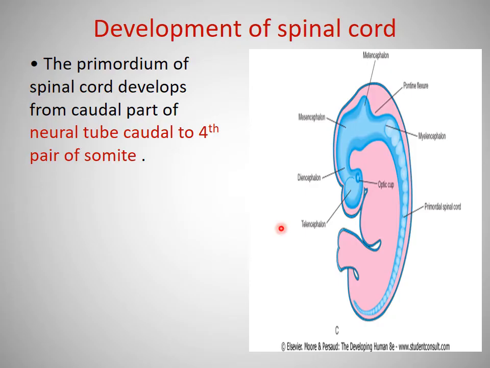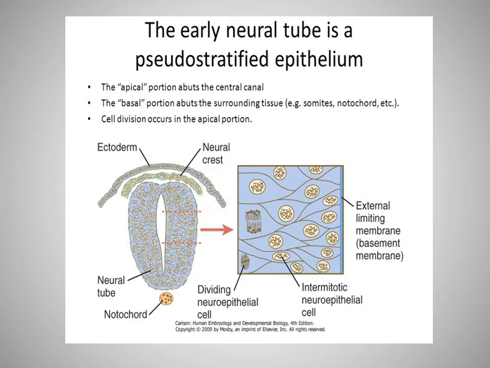Now the development of the spinal cord. The spinal cord develops from the neural tube, but it is caudal to the fourth pair of somites. This diagram shows you the thickened wall of the neural tube. This thickened wall of the neural tube is made up of pseudostratified ciliated epithelium. The pseudostratified ciliated epithelium shows a lot of mitotic activity, and it gives rise to the different types of cells of the neuroepithelium.